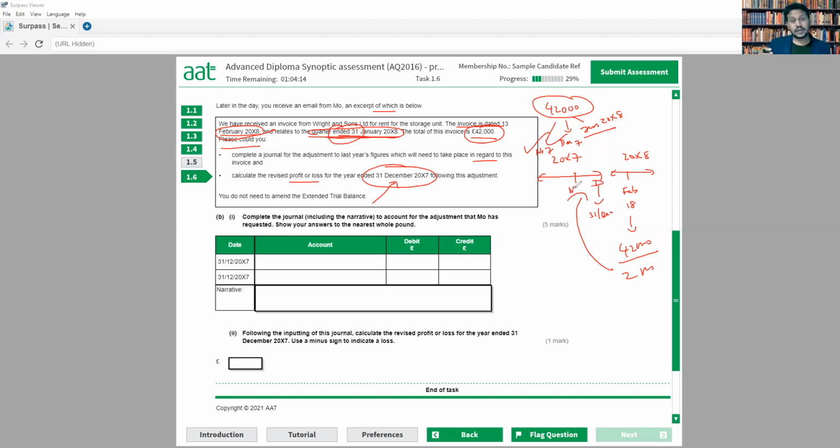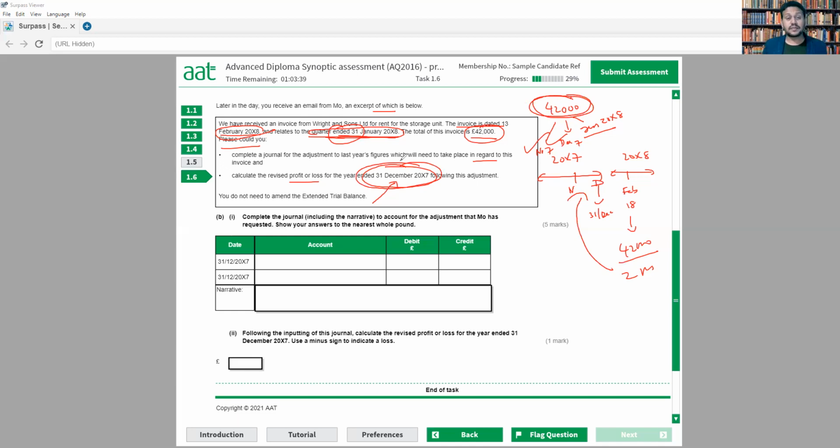So that means even though I received the invoice after, and we have to find it out, the cost belongs to the previous period. So I know inside of this 42,000, only 1 month is for 2018 and the rest, 2 months, is for 2017. So I have to take the 2 month cost and add it to the last year's expense. So I have to increase my expense. And as I didn't make the payment by 31st of January 2017, that is the accruals for me.